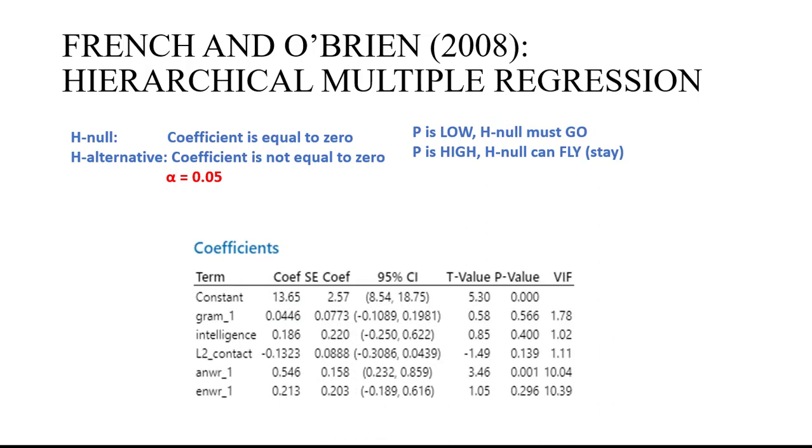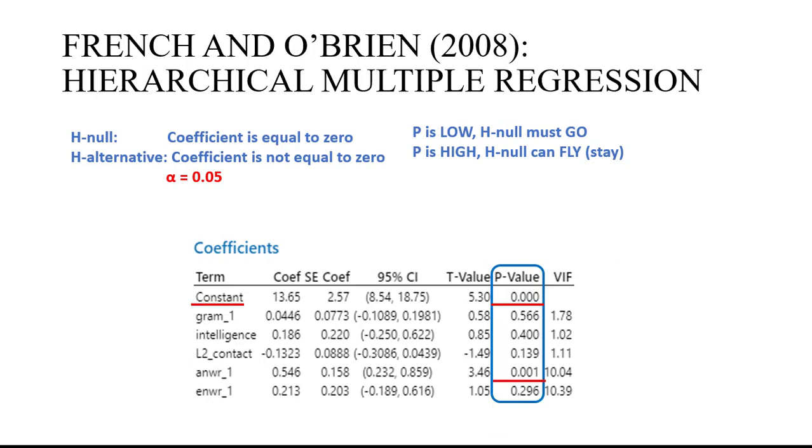We run the test, and notice then that we got those values for p-values. Now, notice that in this case, we have a 0 for the constant. So that means that this is definitely not equal to 0. Okay, remember, P low, null must go. So P is low, it means in this case I reject the hypothesis that the coefficient is equal to 0. And that's my constant.